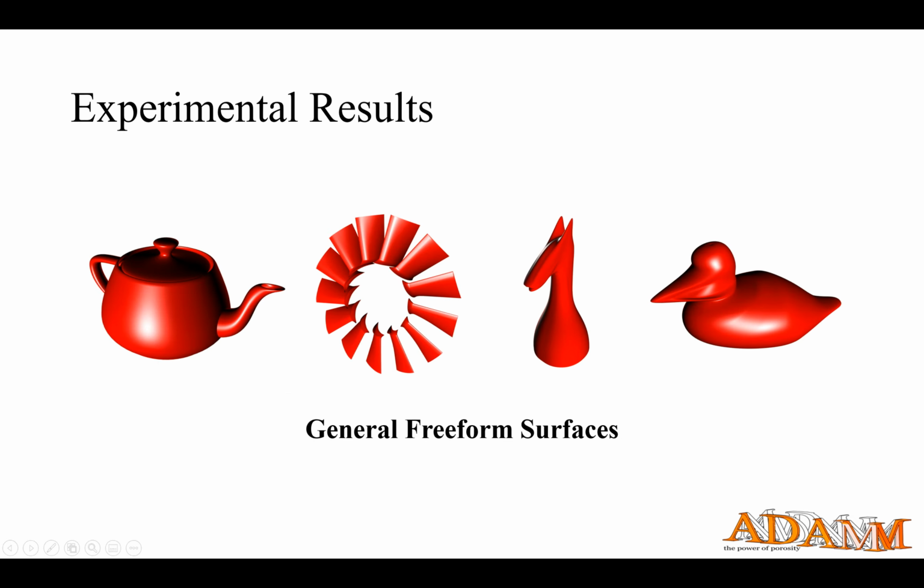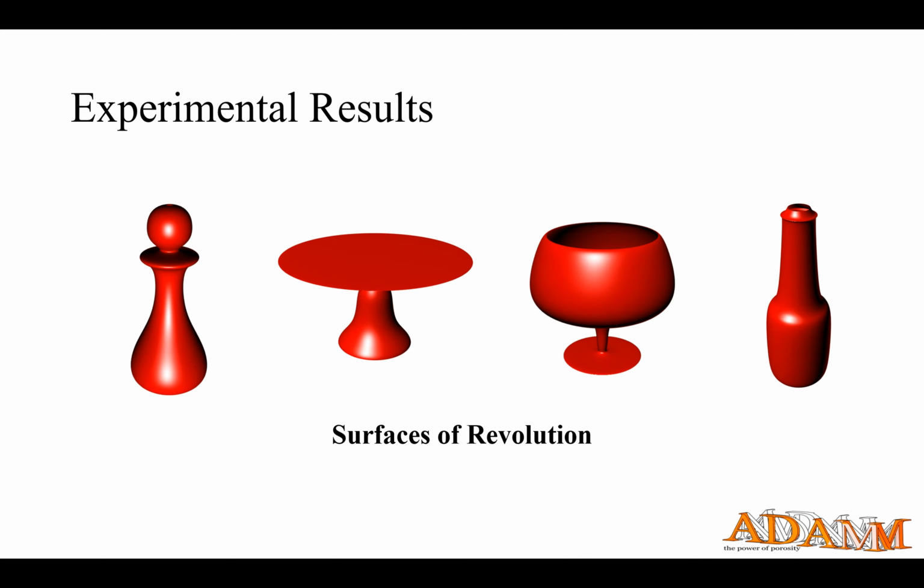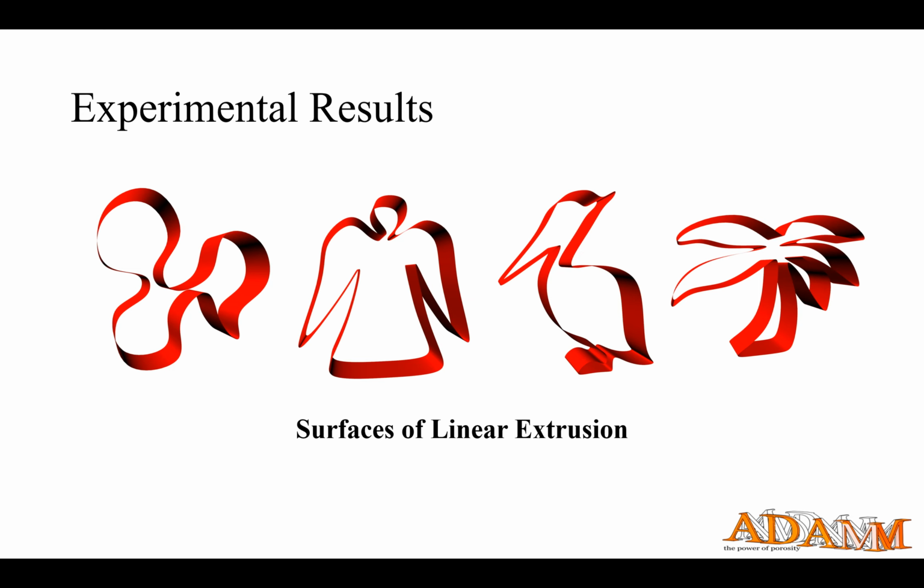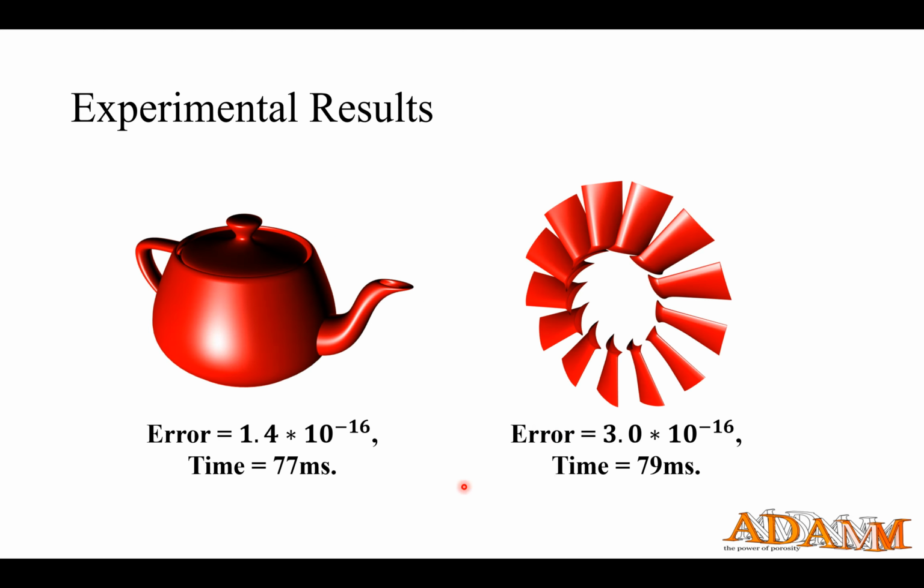Now, let me show you the experimental results. We used three kinds of freeform surfaces in the experiments: general surface, surface of revolution, and surface of linear extrusion. This figure shows the result of precise HD computation. You can see that the error is less than the machine precision and the computation time is not so long.